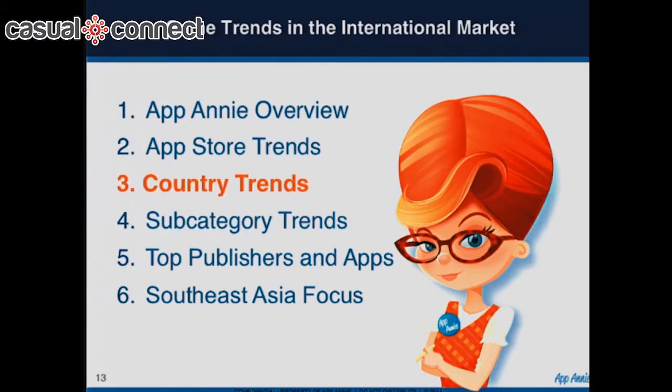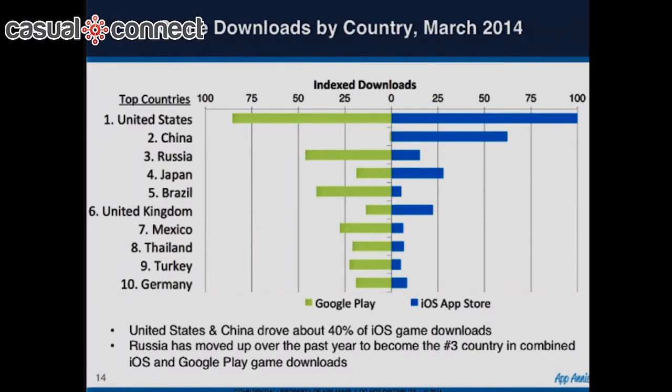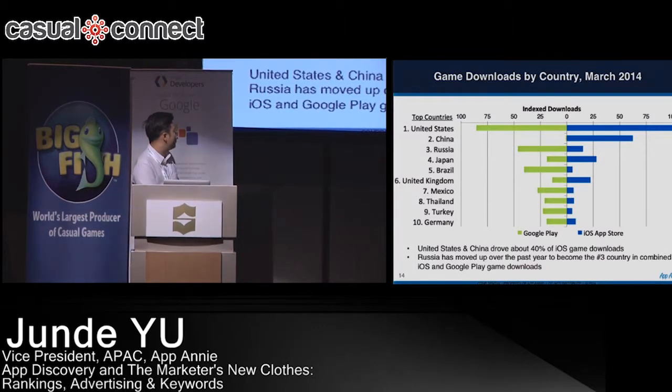Okay, country trends. So these are the top 10 countries in terms of total iOS plus Google Play downloads worldwide for the month of March this year. So not just the top 10 countries, but you can also see each country split between iOS and Google Play downloads. Again, green is Google Play, blue is iOS.